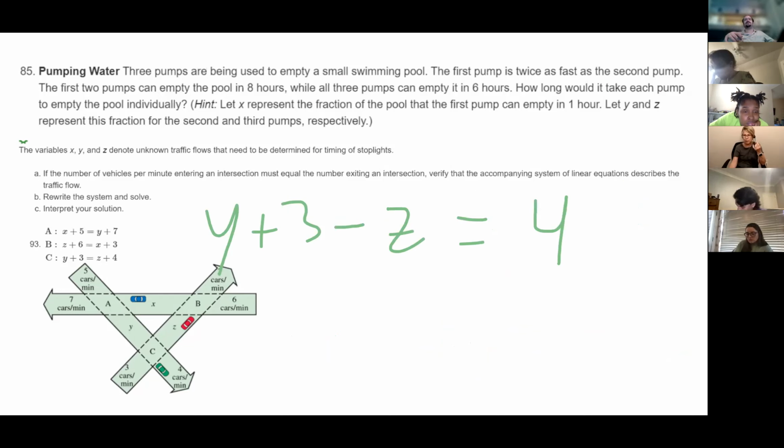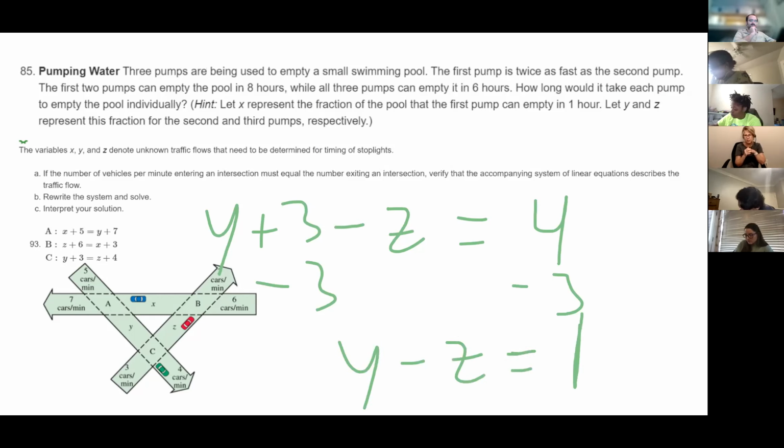We still have a +3 on that side. Right, you got to move it. Yeah, you have +3. You move it to the other side. It's going to be 4 minus z. Move it to the other side. So y minus z is equal to what, 1? Yes.